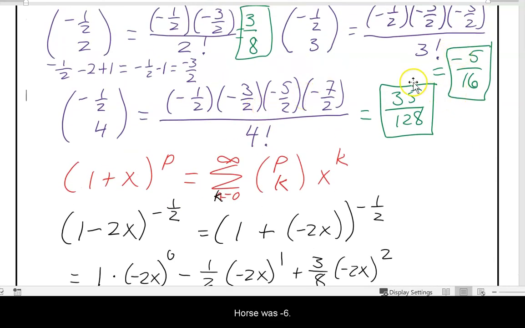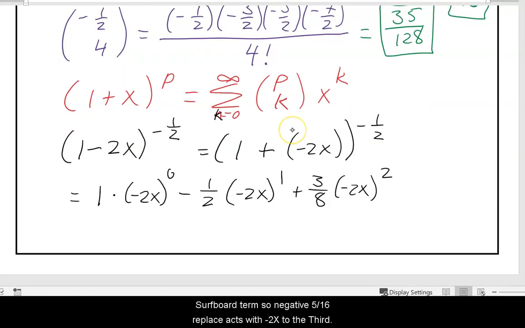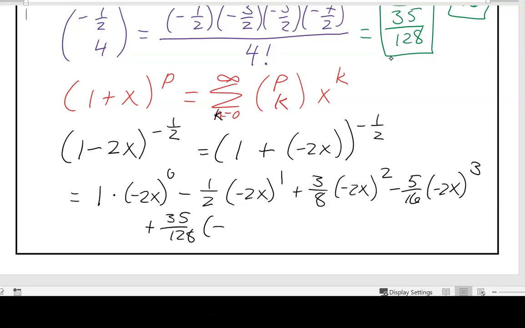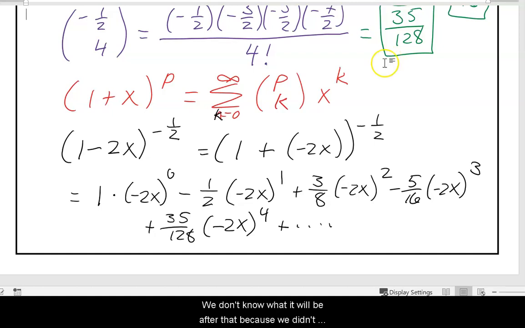The fourth was negative 5/16, or rather, that's when k is 3. It's our fourth term. So negative 5/16, replace x with negative 2x to the third. We did do one more term. We found that when k was 4, the coefficient for the fifth term should be a positive 35 over 128. Replace the x with negative 2x and raise it to the fourth. We don't know what it will be after that because we didn't expand it any further. However, that should be enough for us to see what develops when we plug this into the limit.